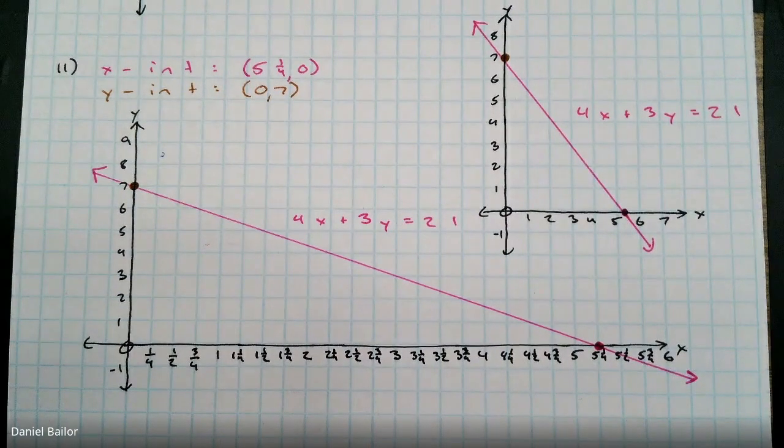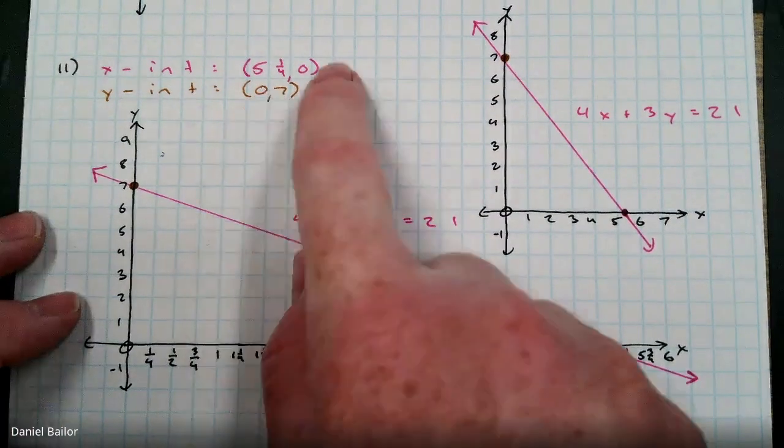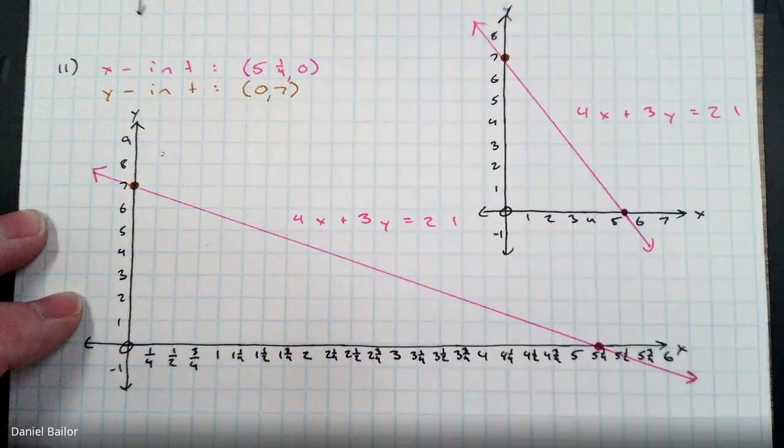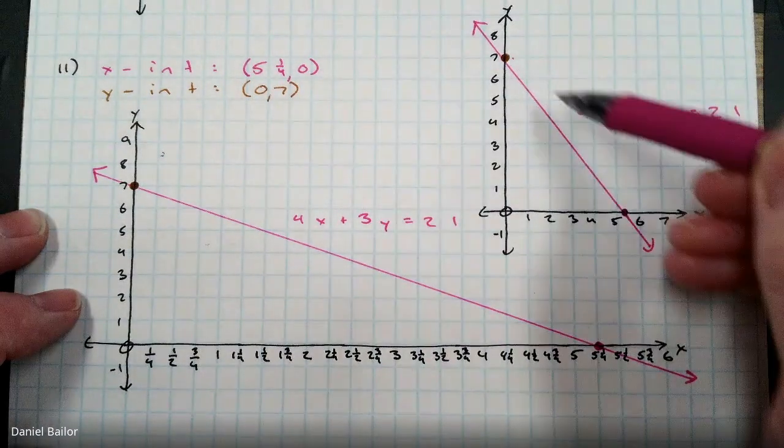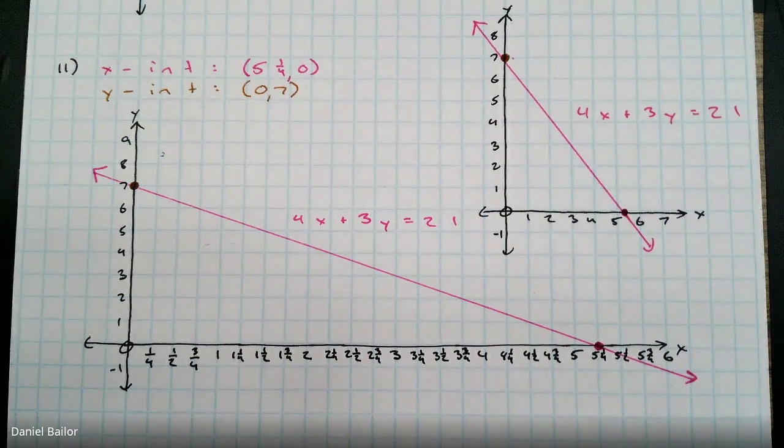But that's number 11. Hopefully you got it right. Hopefully you graphed it. Hopefully you found the right intercepts. You found the x-intercept. You found the y-intercept. You graphed them and connected them. Hopefully you did all that. You understand what you're doing, and you're ready to go try the problem set.